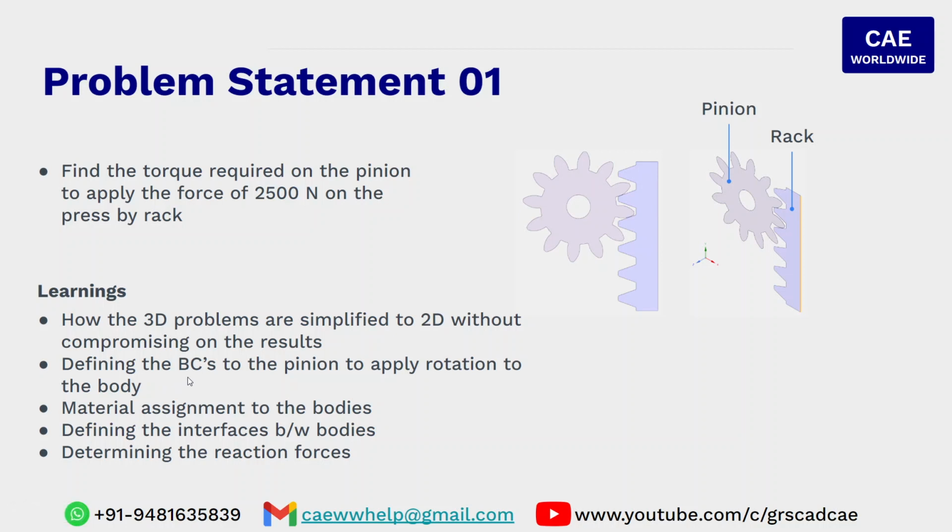Defining the boundary conditions to the pinion to apply the rotation to the body. How can we define the boundary conditions for this pinion to rotate? What the different materials are and how they can be assigned to the bodies will be discussed. Then we also understand defining the contacts or the interface between the bodies, as I discussed earlier. And we also understand how to determine the reaction forces for the applied torque, or measure the reaction moment for the given force, vice versa.